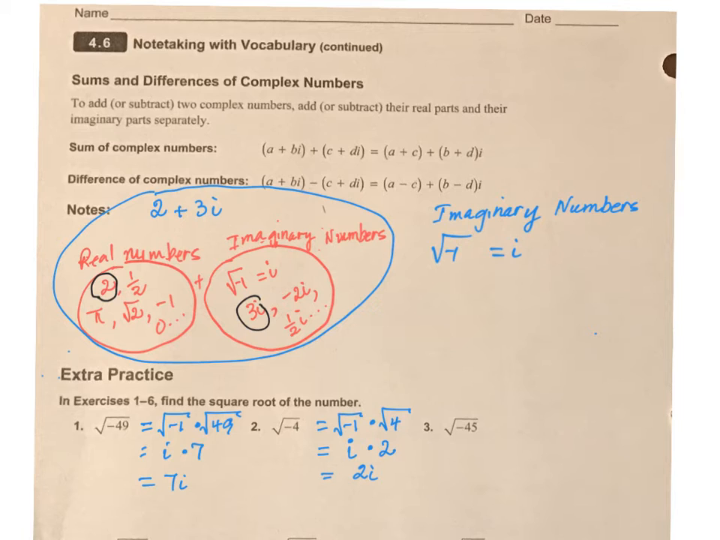In example number 3, we have the square root of -1 times the square root of 45. Now we can break it up further. The square root of -1 is i. Square root of 45 is 9 times 5. And we can do square root of 9 times square root of 5. And we know square root of 9 is 3. So we can say 3 times i times the square root of 5. And that is our final answer.